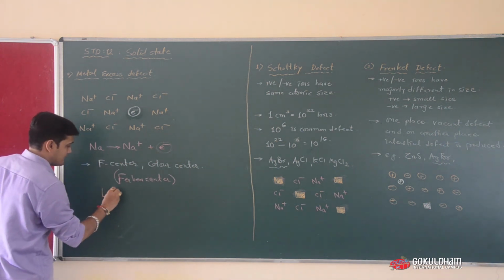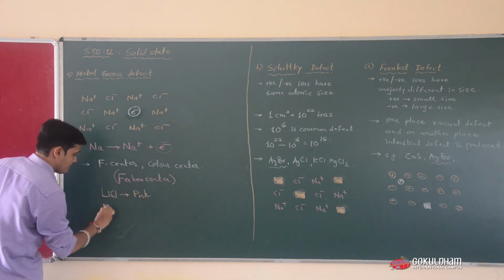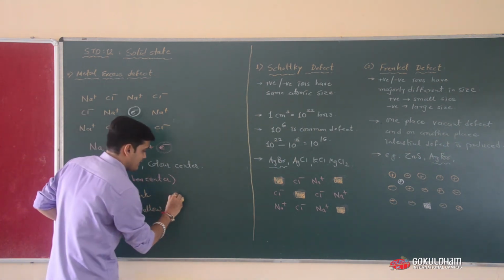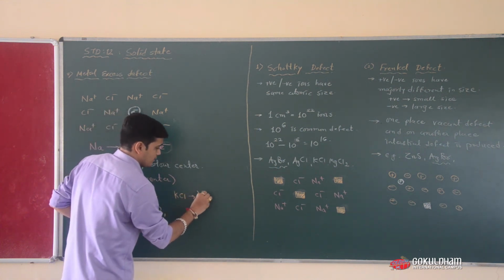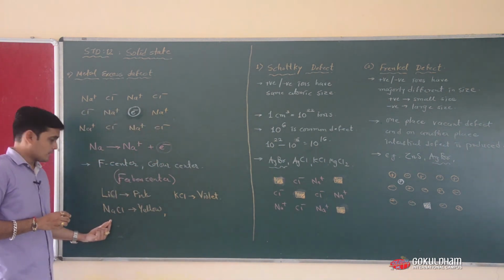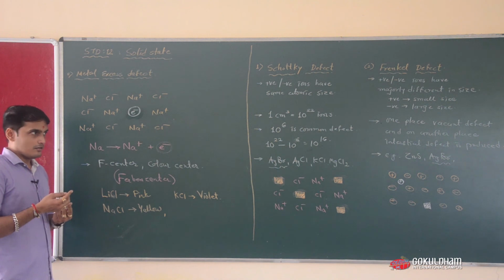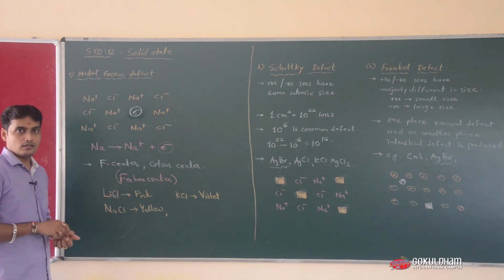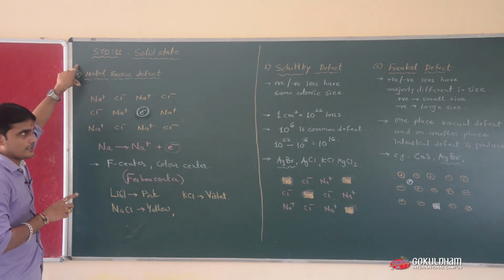In LiCl, you will see pink color. In NaCl, you will see yellow color, and with the crystal lattice containing potassium, you will see violet color. And this experiment can be done at your home. You take the NaCl particle on the stick of a matchstick and hit it on the gas. You will see the sharp yellow flame. This is the example of our metal excess defect.